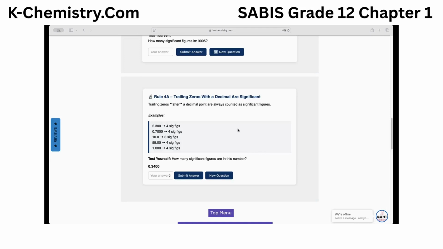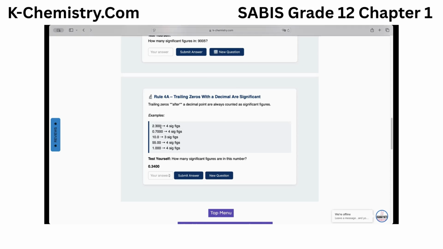Okay, so I spoke about the zeros on the left, the leading, the zeros in the middle between non-zeros, the captive, and the trailing zeros, or the zeros on the right. What if I have a zero on the right side? There are two cases. The first case, if there is a decimal place. So if there is a decimal place like here, the zeros will be counted as significant figures.